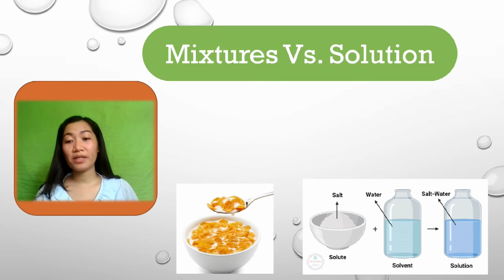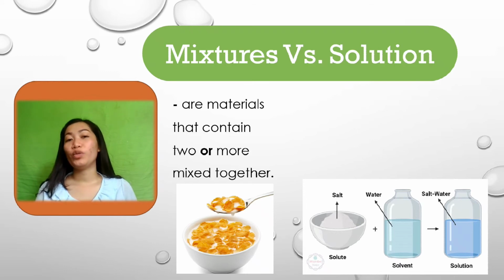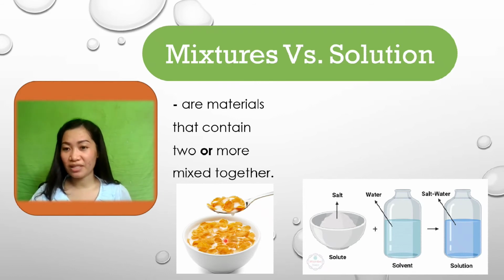And now we will differentiate mixture versus solution. When we say mixture, these are the materials that contain two or more substances being mixed together. Like for example, the cereal and the milk. By seeing that one, you already knew that there is a cereal and there is a milk. So it's like a heterogeneous mixture, or you are mixing particles. They are not uniform.